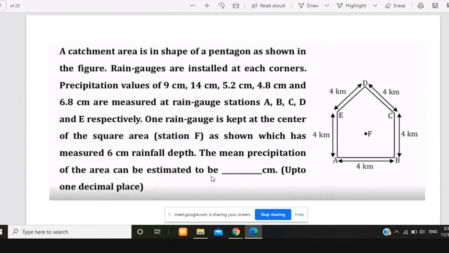And it can be estimated to be the dash centimeter. Okay, so you are given the rainfall data, the positions of the rain gauges, and the shape of the polygon obtained is also given to you. Now you have to find out the mean precipitation. So first you have to calculate that area or that weightage. Then you apply it in the equation, and you will get the mean precipitation.